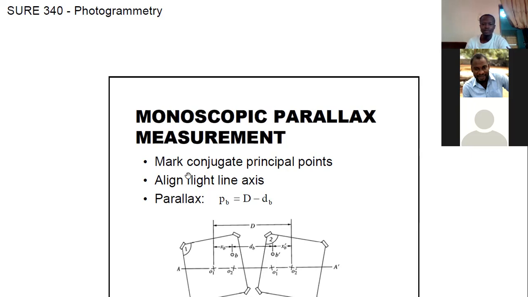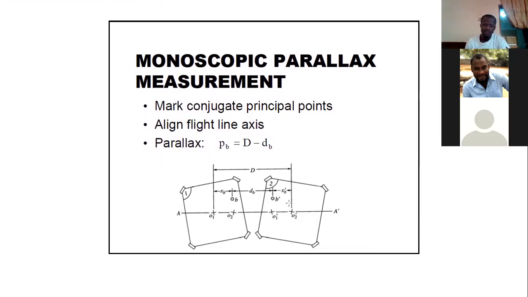Monoscopic parallax measurements, that means that you are looking at just one photograph. You're actually not considering the two. So normally that's what monoscopic means, one. Stereoscopic means two. Is that okay? All right. So if you take this one, very simple exercise. You take two photographs. You measure the distance between the two principal points, and that is D. And then when you take D and measure the distance between any two conjugate points, you end up having what? The parallax for the points. Are you okay?